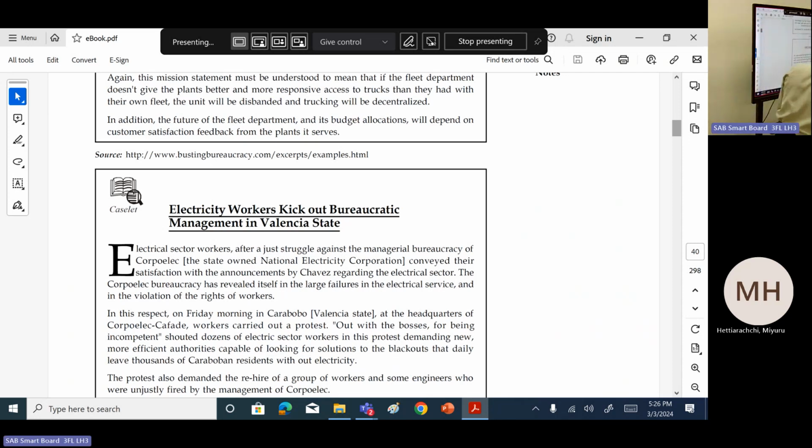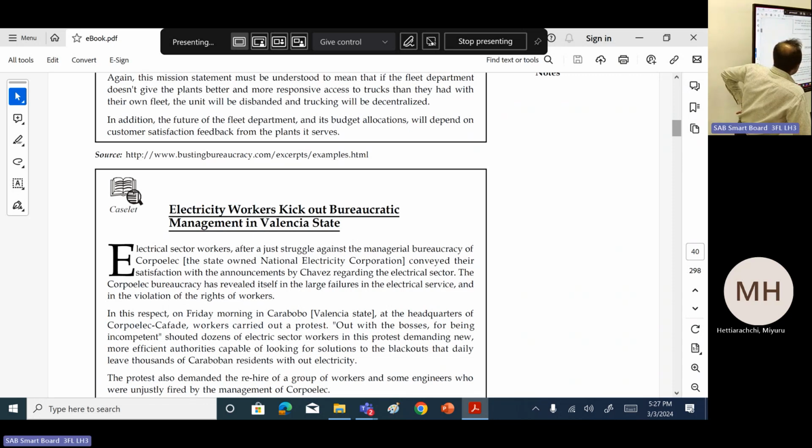Electrical sector workers, after struggle against the managerial bureaucracy of these entities, conveyed their satisfaction with the announcement regarding the electrical sector. The bureaucracy has revealed itself in the large failures in the electrical service and in the violation of rights of workers. In this respect, on Friday morning at the headquarters, workers carried out a protest. I am not promoting the strikes, right? But we have to study this case, no? Impartially.